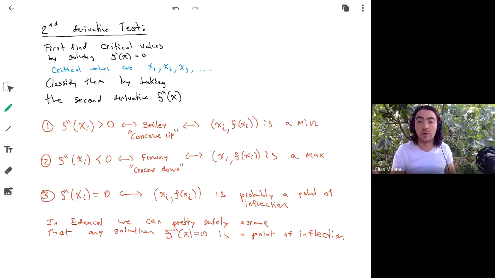Same thing goes for a line, right? A straight line is y equals mx plus c. Take the first derivative, you get m. Take the second derivative, you get 0. The second derivative of a line is always equal to 0, but there's no points of inflection on a line. Does that make sense?